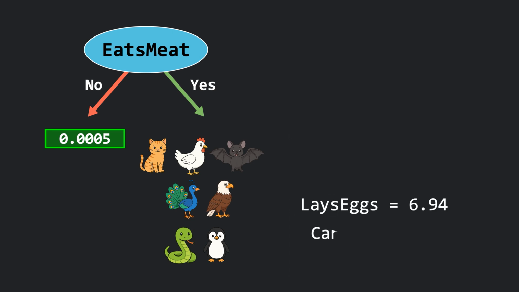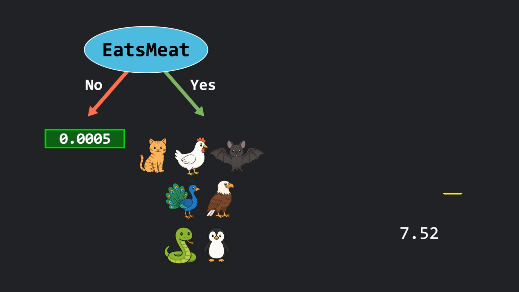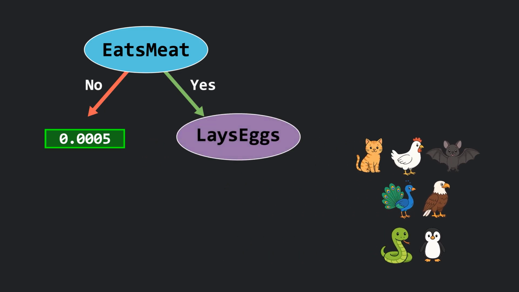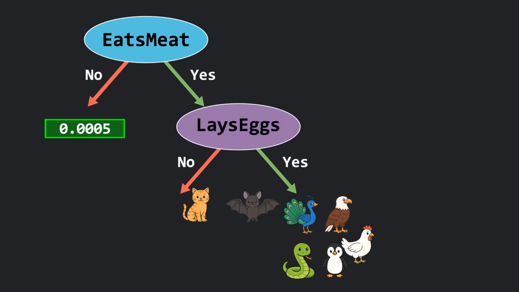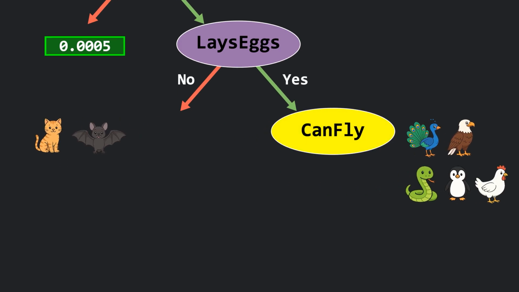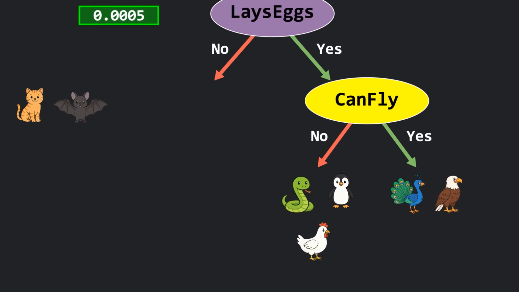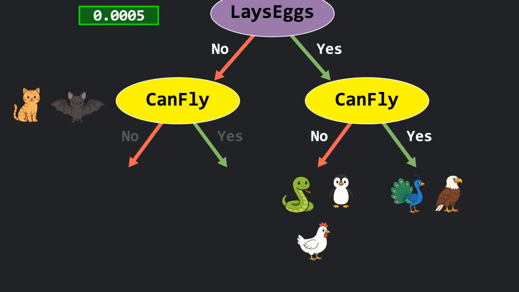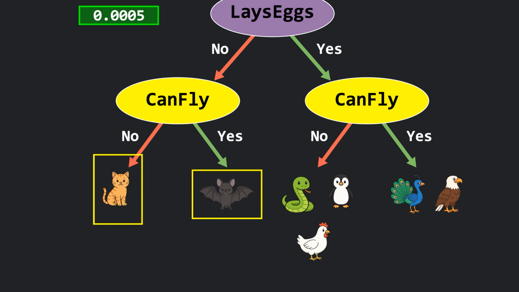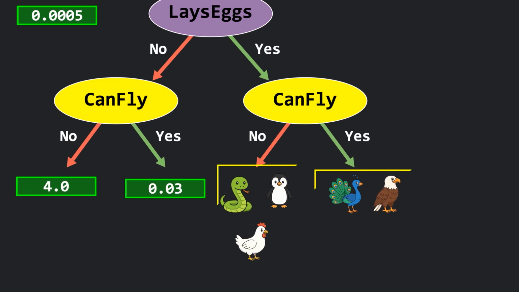Looking at the remaining features, if you calculate the weighted variance, you will see that lay eggs gives the best reduction. So that becomes our next node. And finally, at the lowest level, we split on can fly. For each of the resulting groups, we simply take the average of the weights of the animals in that group, and those become the prediction at the leaf nodes.